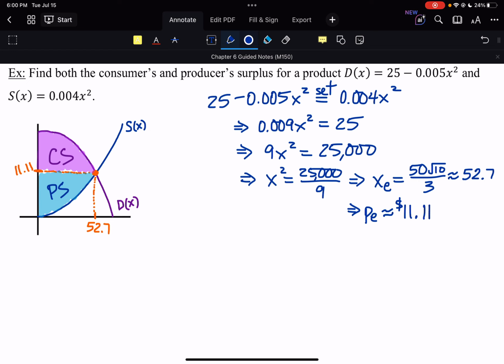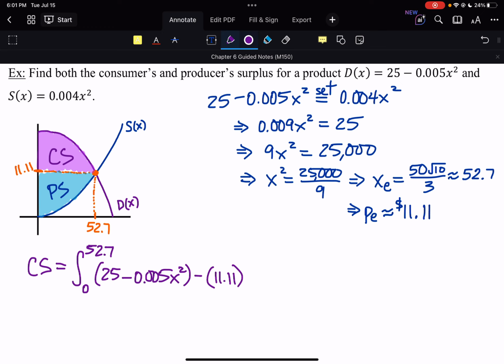Now we have the tools that we need to solve for both of these. So let's do consumer surplus first. Consumer surplus is the integral from 0 to 52.7 of the area under the demand curve minus the area under that line.